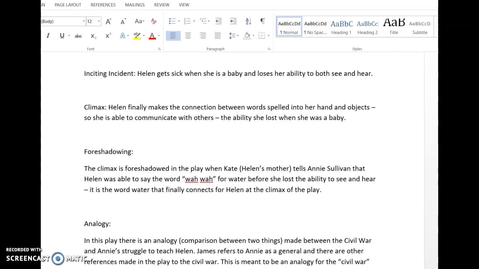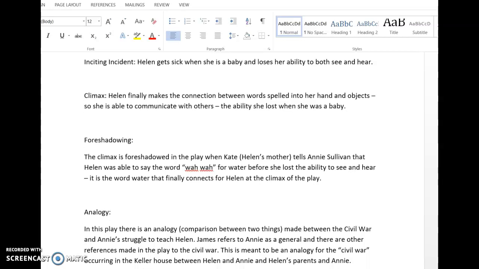Okay, foreshadowing in the play. The climax is foreshadowed when Kate Keller, who's Helen's mother, tells Annie that Helen was able to say the word "wawa" for water before she lost the ability to see and hear. So that foreshadows the water pump climax where Helen makes the connection between words that are spelled and objects.